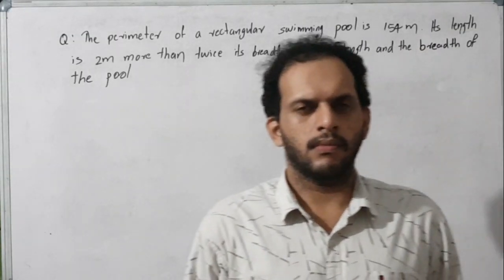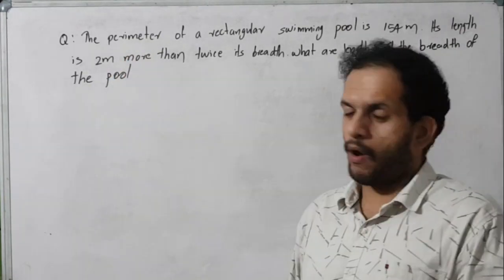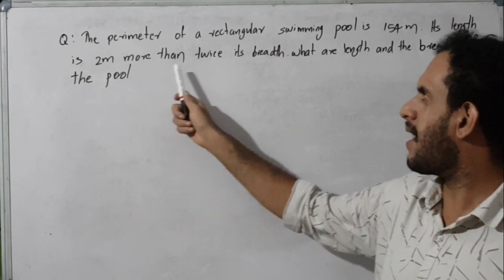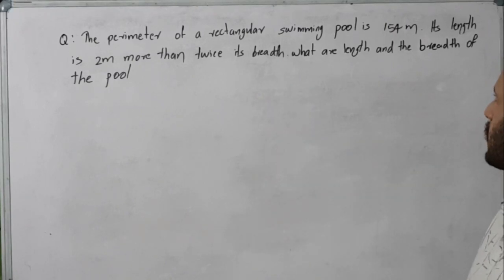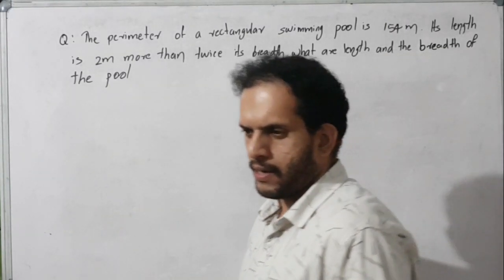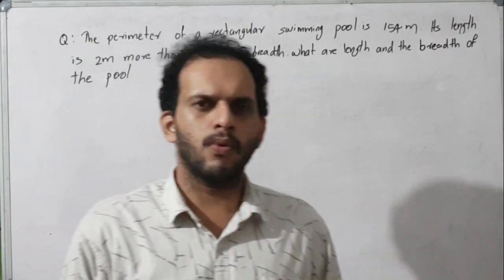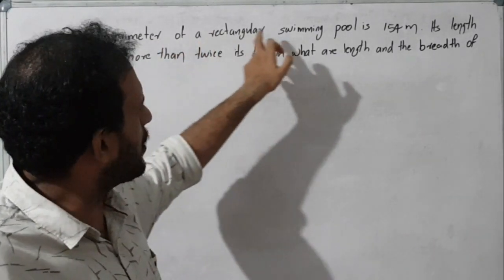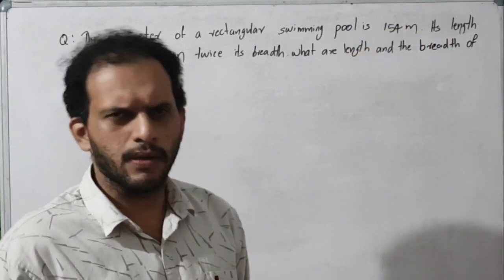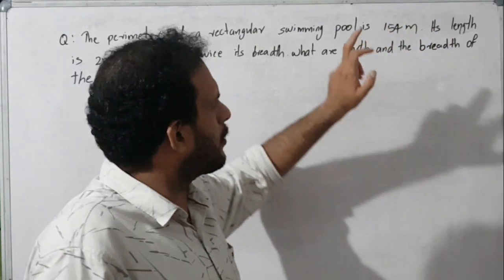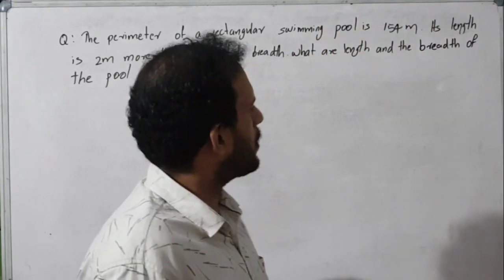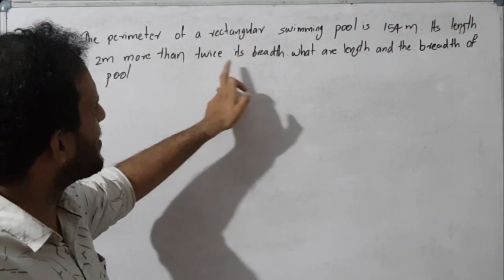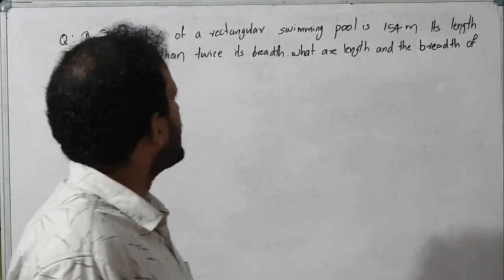The next question is this one. The perimeter of a rectangular swimming pool is 154 meter. Its length is 2 meter more than twice its breadth. What are the length and breadth of the pool? Correct? Here we are discussing a rectangular swimming pool. That means it is simply a rectangle. And what is given? The perimeter is 154 meter, and its length is 2 more than twice its breadth. And what are the length and breadth of the pool?